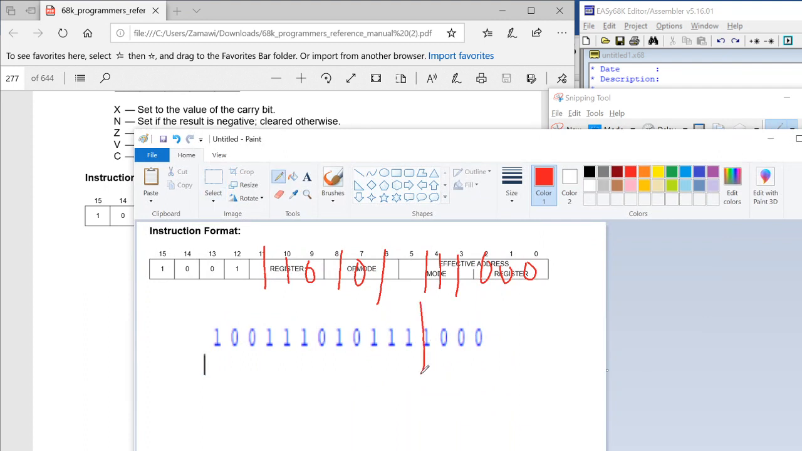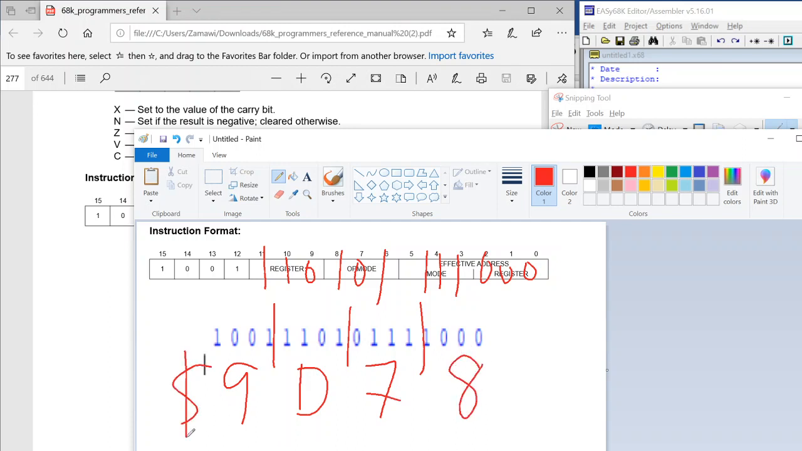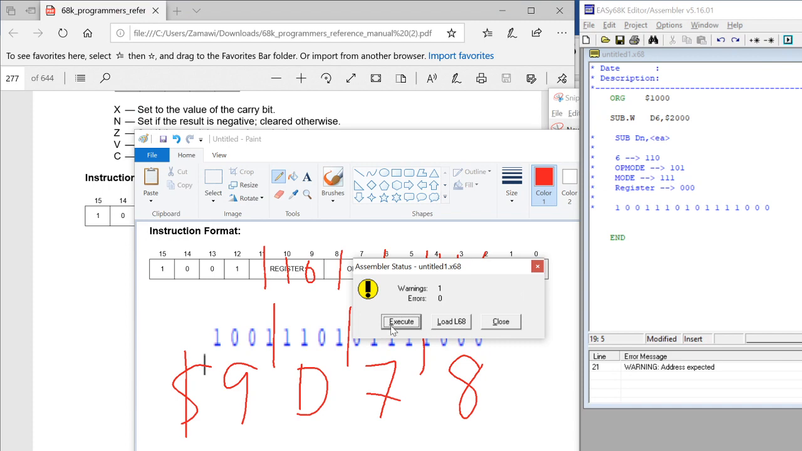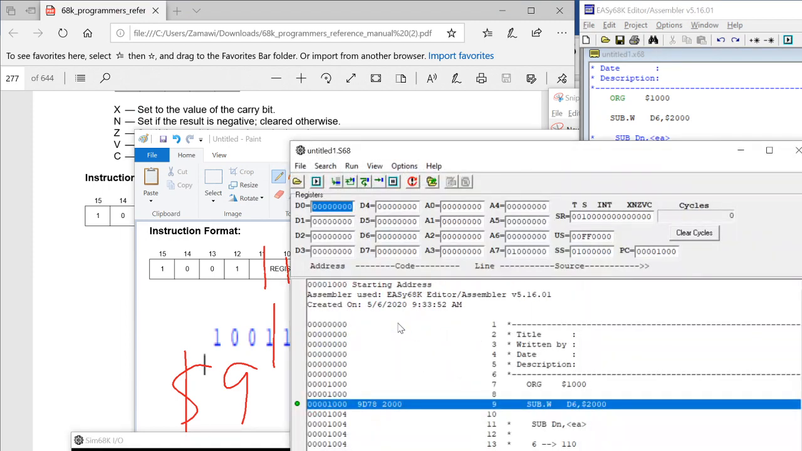So divide it into the sections that we have: 1 2 3 4, 1 2 3 4. Okay, so 8 plus 1 is 9, then 13, which is D, this is 7, and this is 8. 9D78. So is it correct? Yeah, it's correct. It's 9D78.